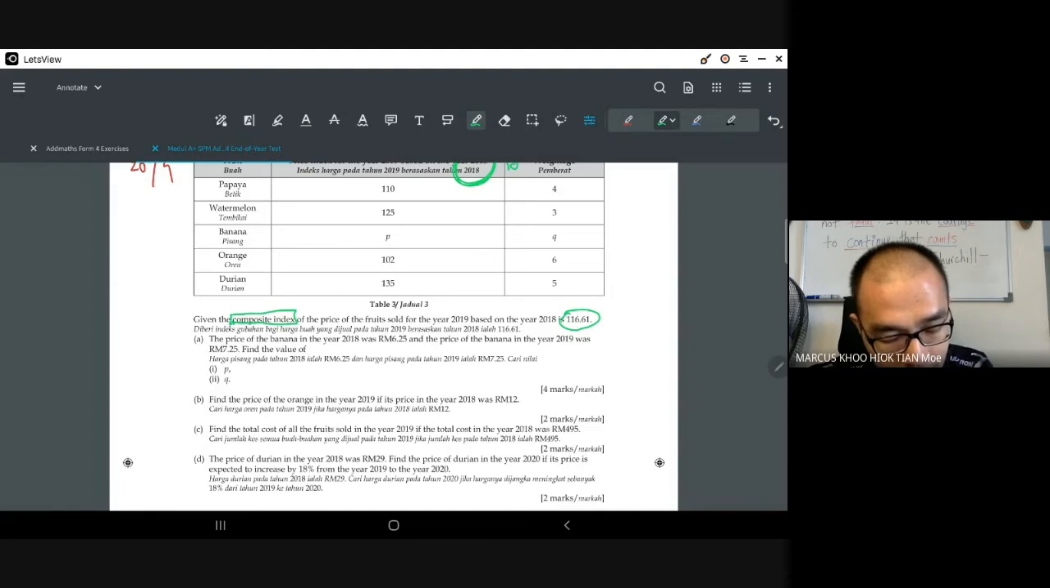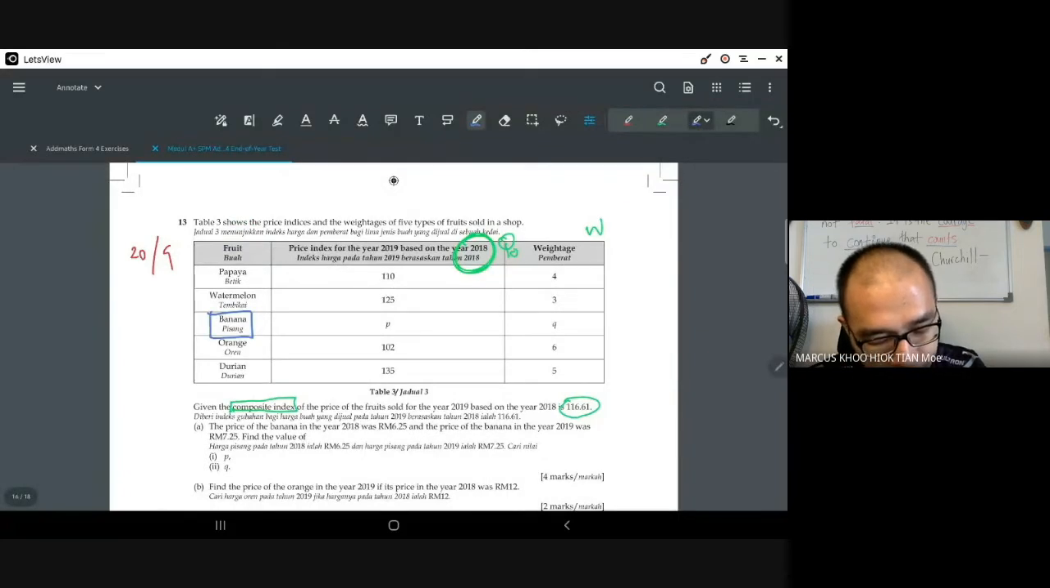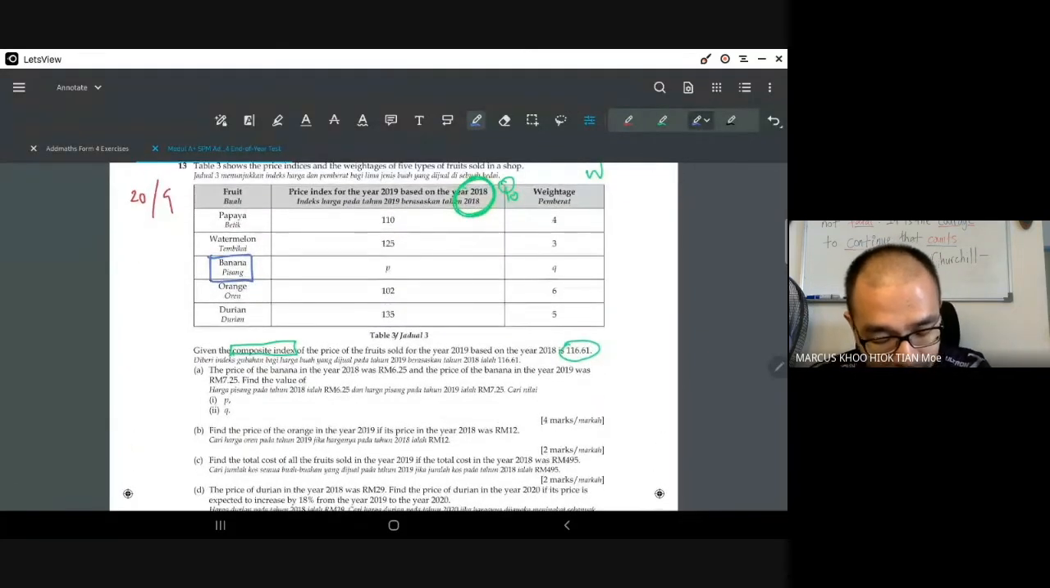Question A. The price of the banana. Now we're only looking at banana. Banana in 2018 is 6 ringgit 25, and banana in 2019 is 7 ringgit 25 cents. Can we find the value of P? Of course, we can. P is the price index, this is I. So I equals what is on top, which is the 2019 price, because 2018 is the base year. So 7 ringgit 25 over 6 ringgit 25 times 100.